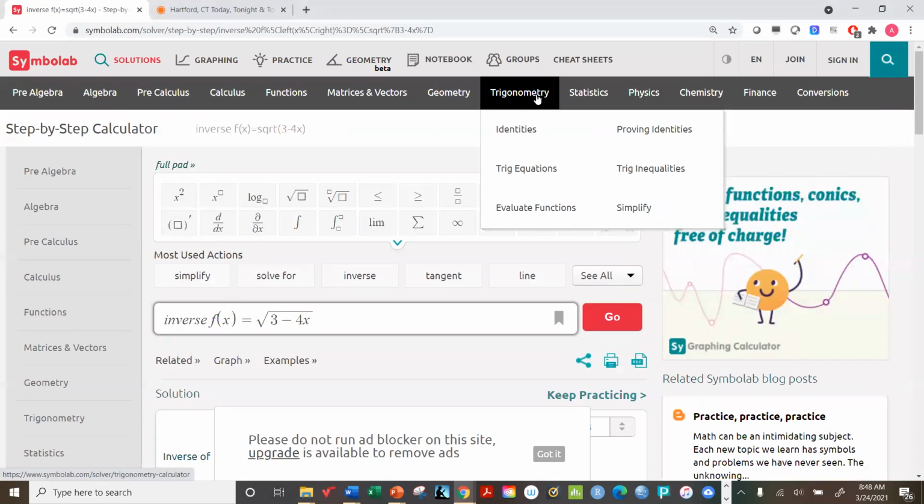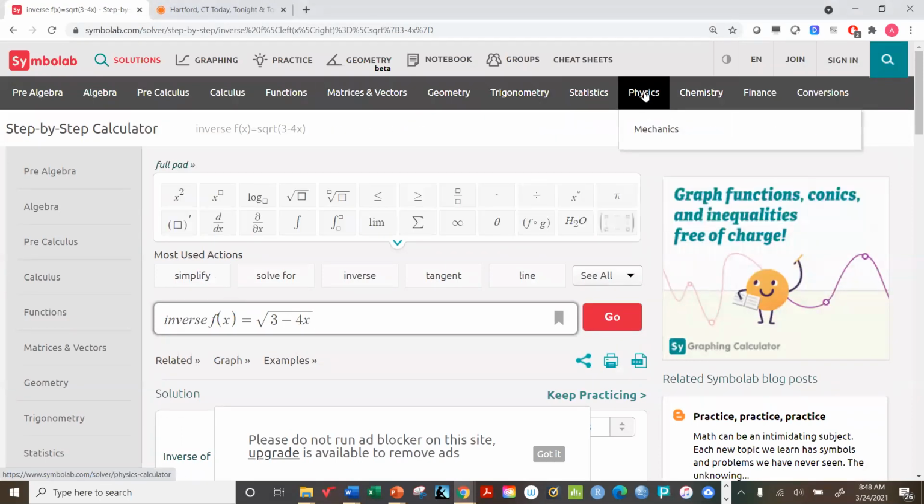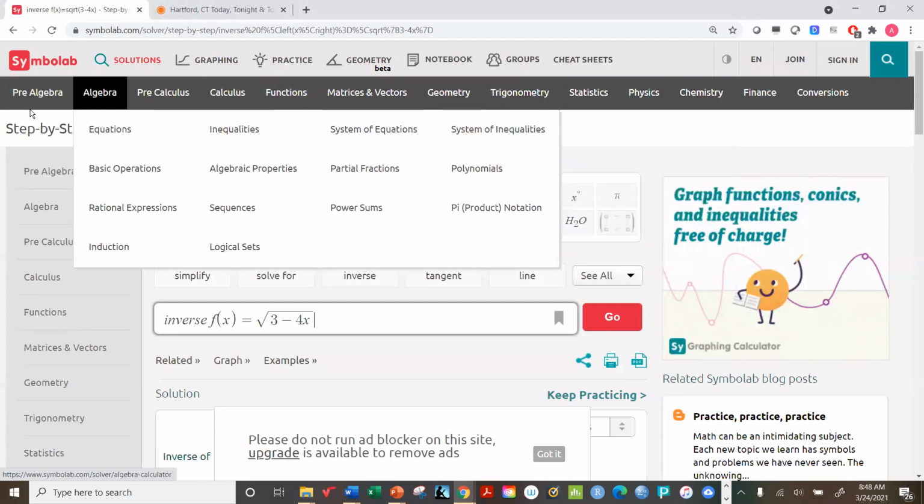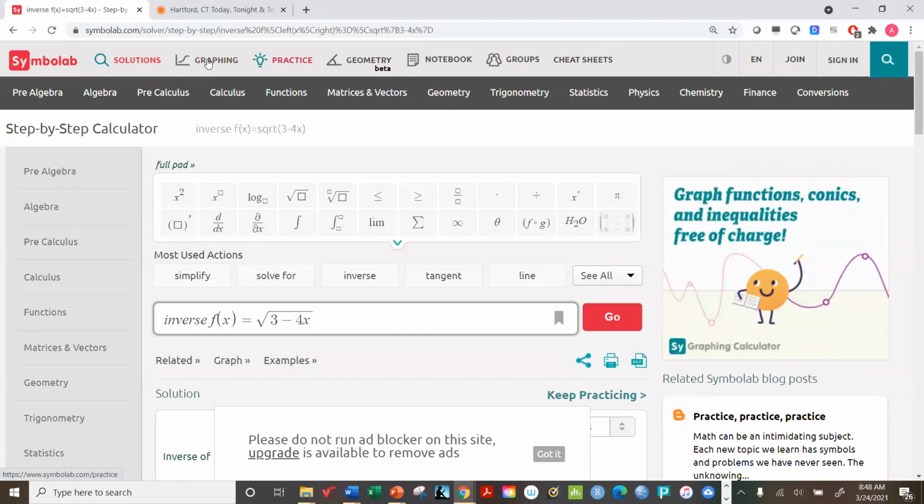Look at all this other stuff it has. Man, it even has science. In case you find yourself in a physics or chemistry class, well, there you go. Wow, it really does have everything. Groups, I wonder what that is. Practice. Graphs, we know about the graphs.